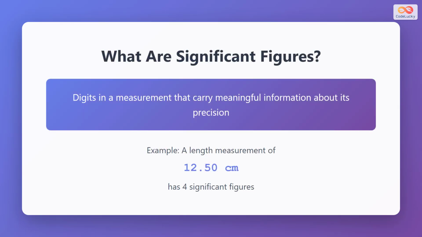Significant figures are the digits in a measurement that carry meaningful information about its precision. They tell us which digits we can trust based on how accurately we measured something. For example, if we measure a length as 12.50 centimeters, this measurement has 4 significant figures. Each of these digits provides information about the precision of our measurement.